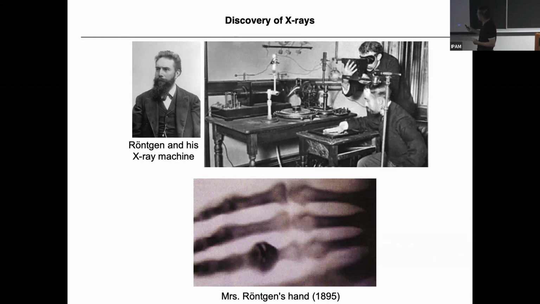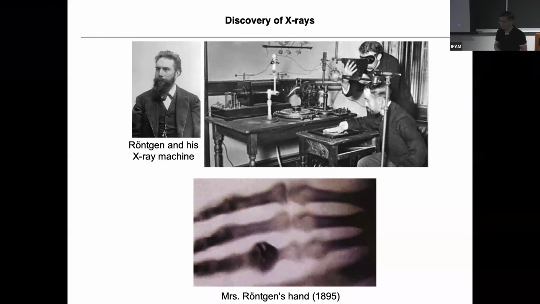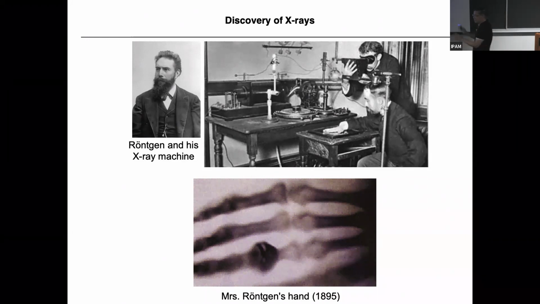X-rays were discovered in 1895 by Röntgen. Röntgen was a professor at the University of Würzburg in Germany. He was very German, very rigorous. He was working with an electron beam bombarding a metal target, which had nothing to do with X-rays. Every day he shut down the machine and left, continuously. But one day he made a mistake. He forgot to switch off the machine, and the next morning he went in.